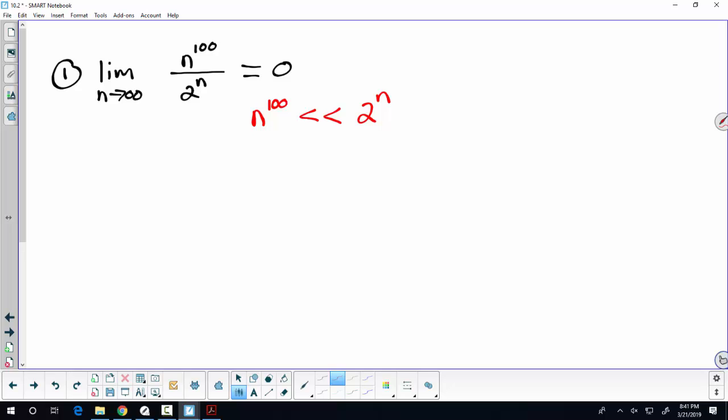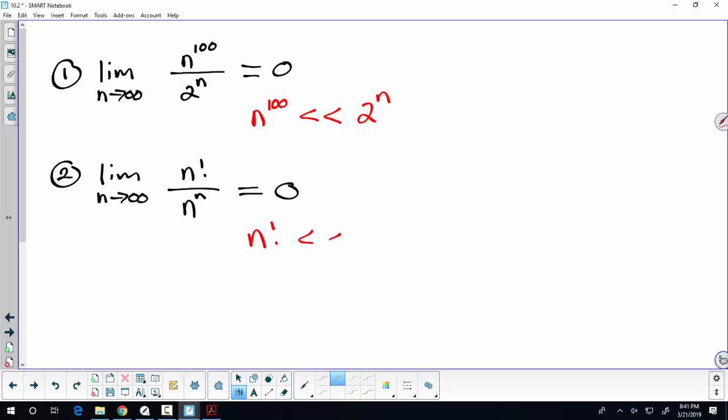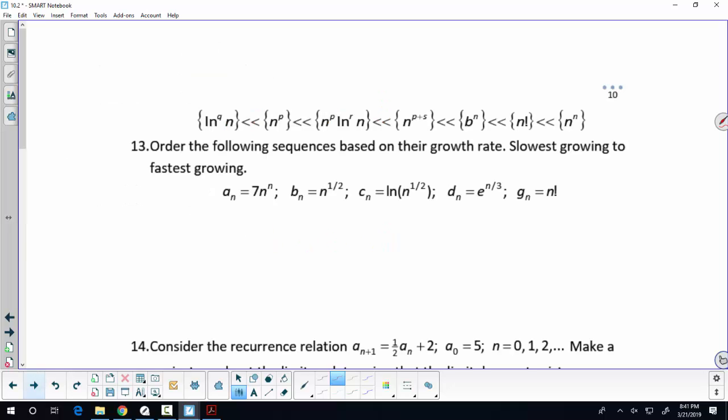I think I had a couple more examples. How about the limit as n goes to infinity for n factorial over n to the n? Yeah, n to the n grows faster than n factorial. Okay, does it make sense? Got the idea? Super efficient if and when they work.